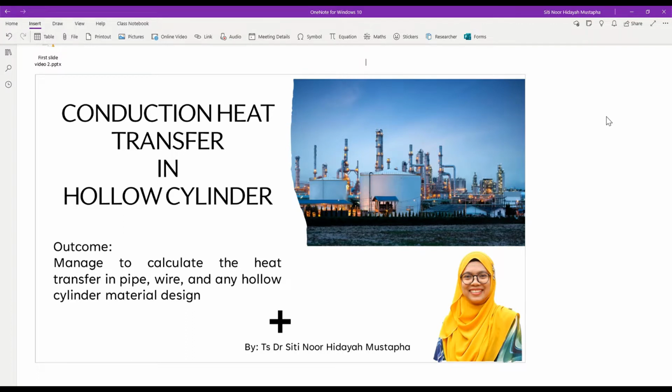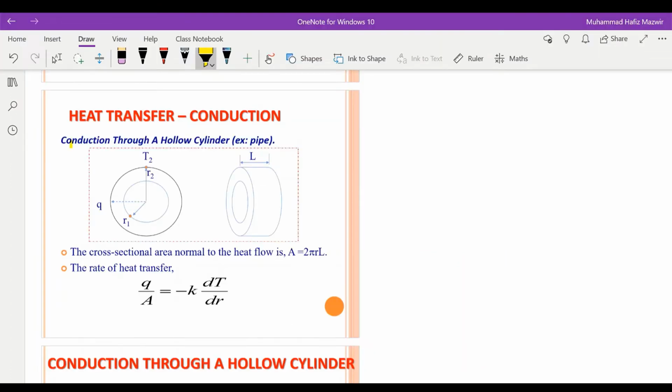This video will explain to you the topic conduction heat transfer in hollow cylinder. I hope at the end of this video, you will be able to calculate the heat transfer in pipe, wire or any hollow cylinder design material. Conduction through a hollow cylinder.